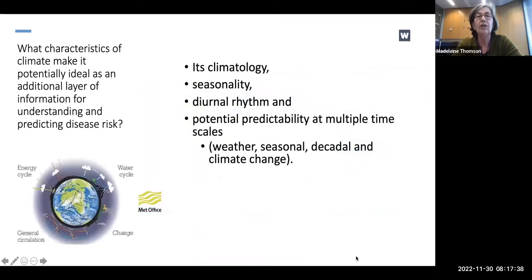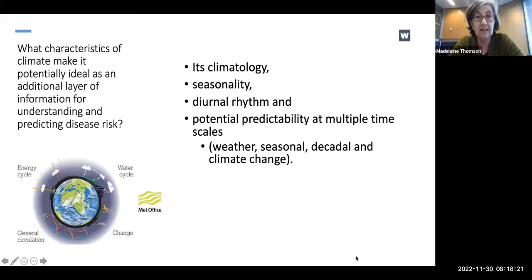And so primarily, what is it about climate that makes it potentially ideal as an additional layer of information for understanding and predicting disease risk? And here, I think it's an understanding that climate has a climatology. I'm in the Northern Hemisphere, we're going into our winter. It's relatively cool. We expect it to be cool in the winter. Different parts of the world have different climatologies. We know those climatologies, by and large, are going to be similar year in, year out. Many parts of the world have strong seasonality in the climate that is reflected in disease outcomes.